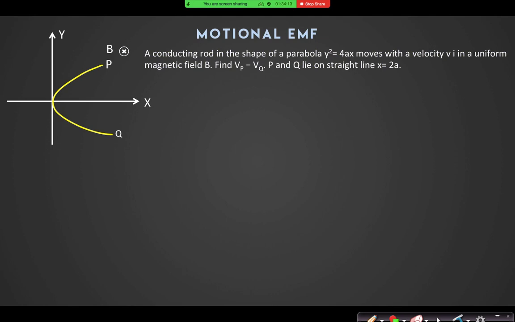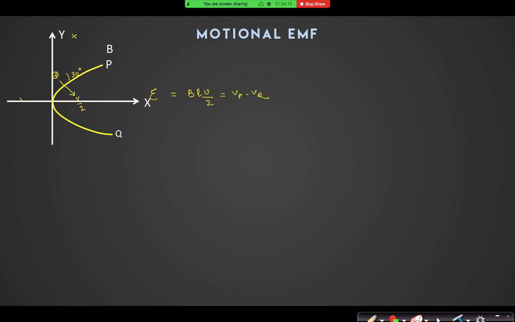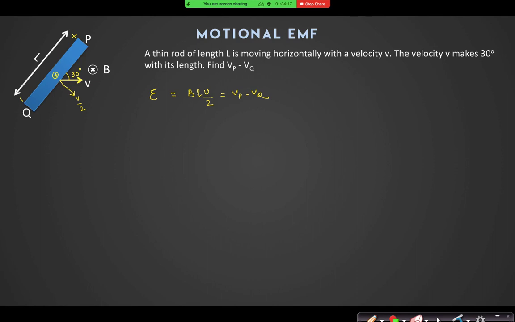Sir, can you go back once? Yes? Sir, the positive charge will go to the P end. Yes, yes. You think about the force on positive charge. It is upward. Okay, yes, sir. Okay.